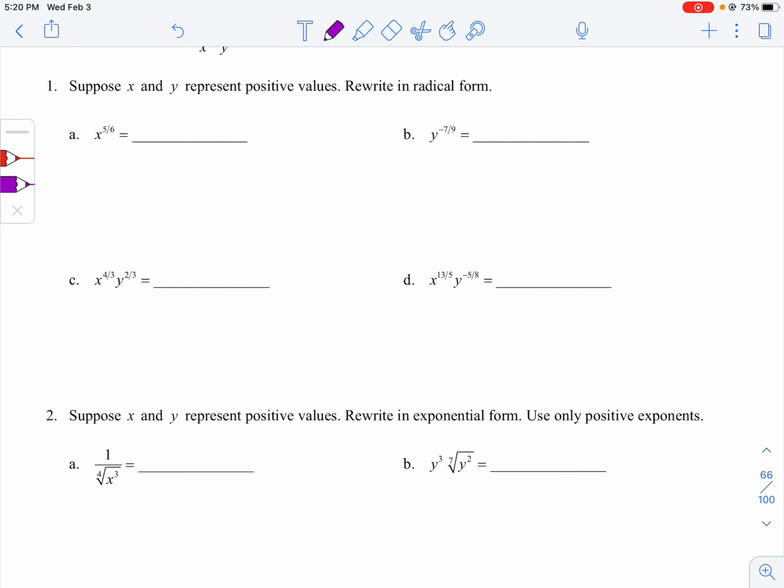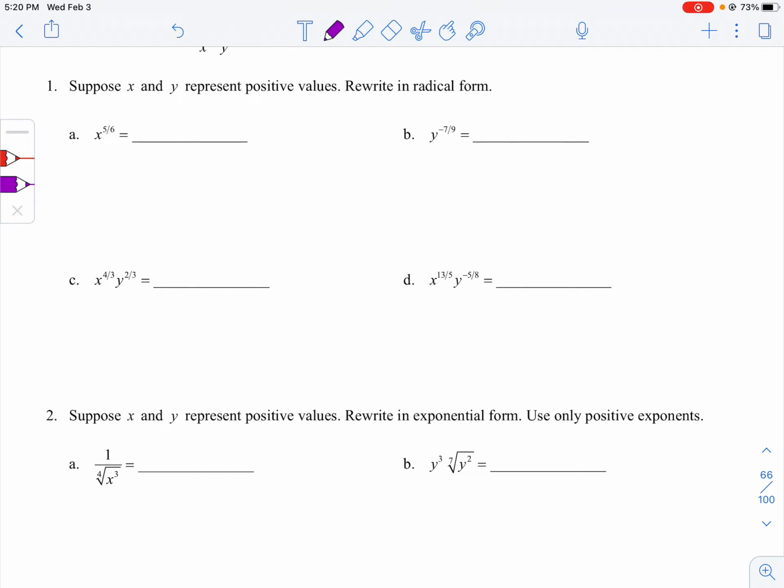Now, how do we convert this into radical form? I would like you to know how to tell what this is. This is called an exponential form. And we know that it's an exponential form because we can see that there is an exponent, which is 5 over 6. I'm going to rewrite that one first.